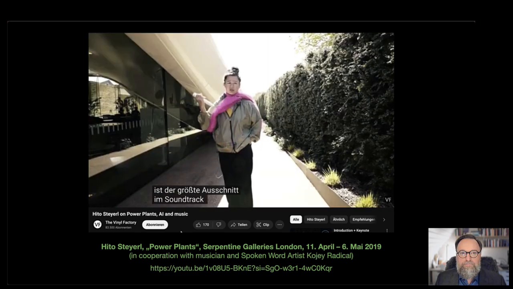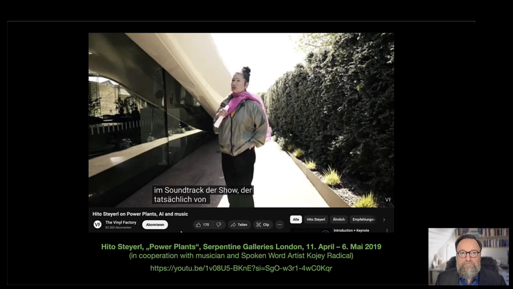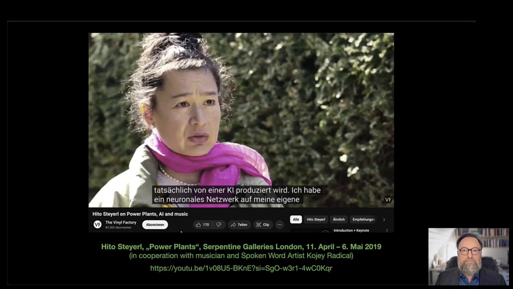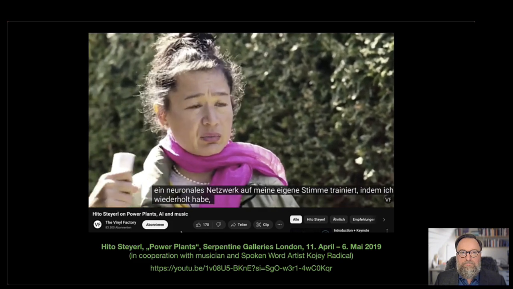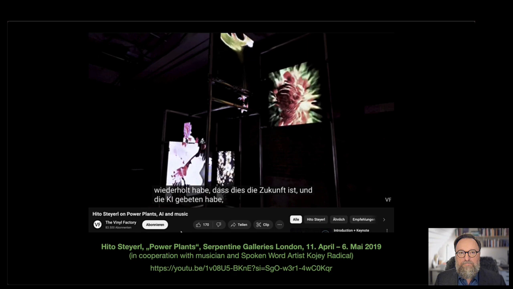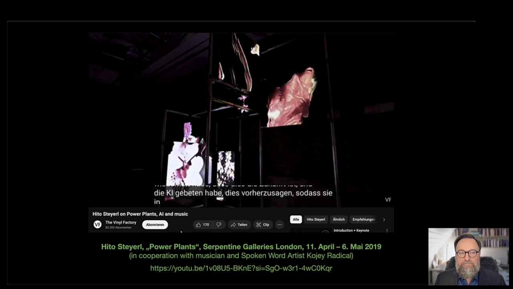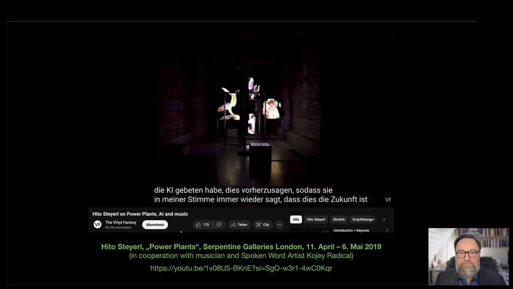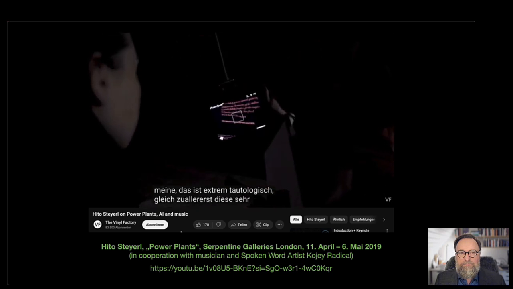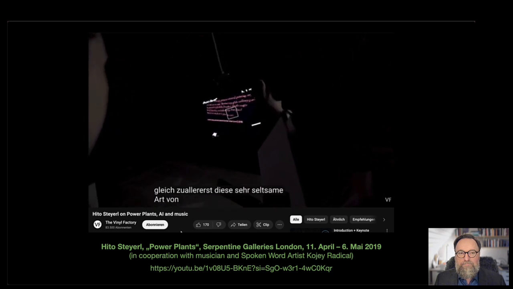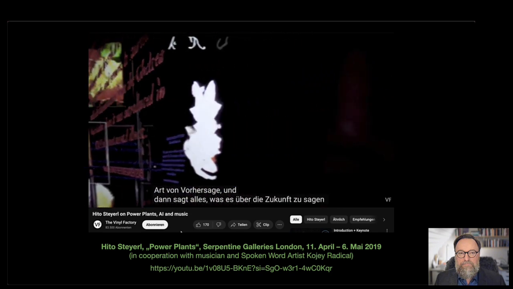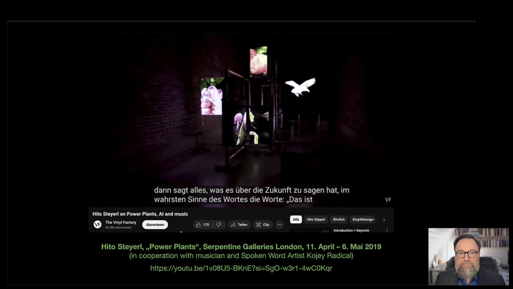A snippet in the soundtrack of the show is actually being produced by an AI. I trained a neural network on my own voice repeating "this is the future" and asked the AI to predict that. So it keeps saying "this is the future" in my voice. I mean, this is extremely tautological, right? First of all, it's a very strange kind of prediction it comes up with, and then all it has to say about the future is literally the words "this is the future," right?